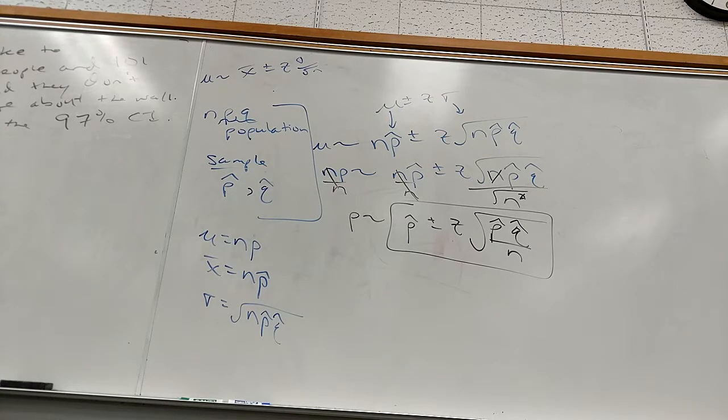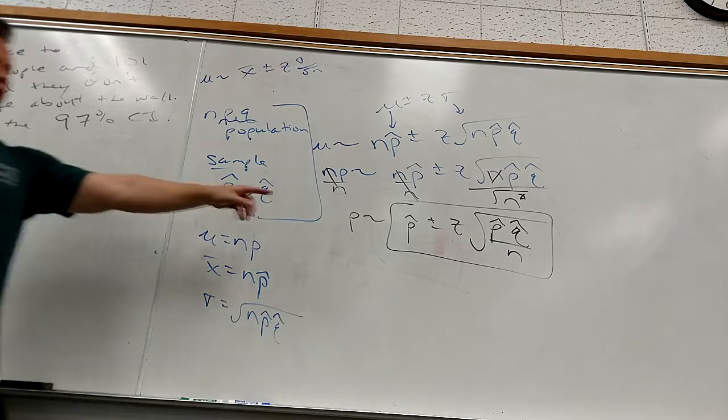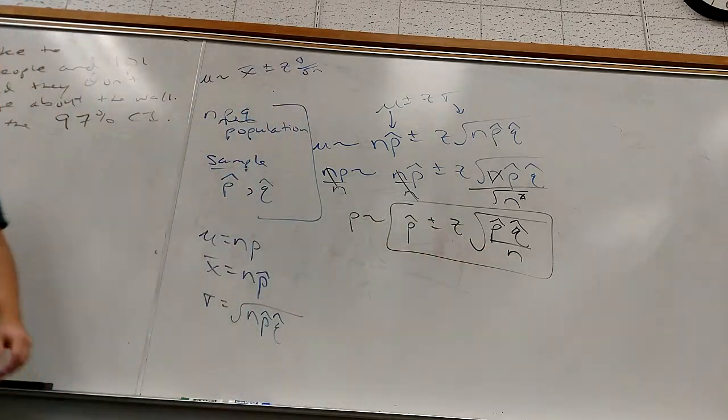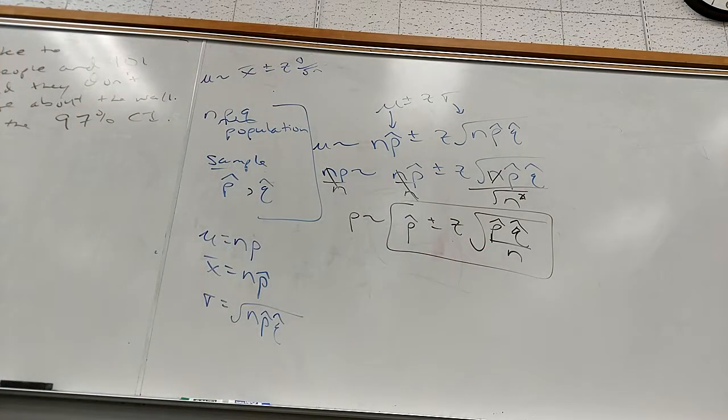So they always feel like they're not enough information, but what do I need to know? I need to know n. Do I know n? Yeah. I need to know p hat. How can I make p hat? P hat equals what?